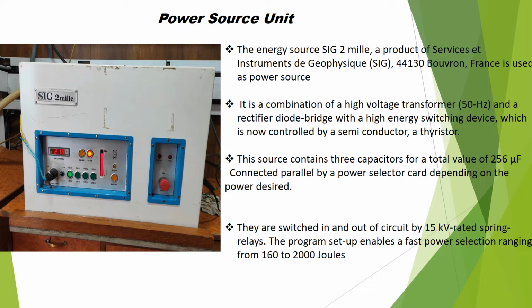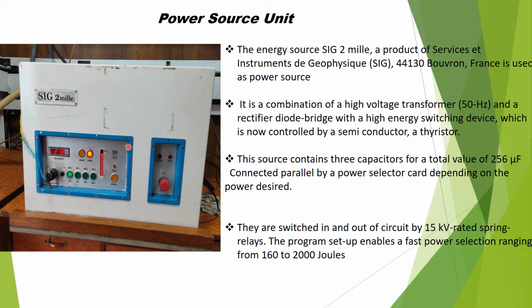So first we'll talk about the power source unit. Generally, this is the power source unit that we use in GSI Marine for shallow survey, that is the 6J2 Mille. It is imported from France. Generally a high voltage transformer is there and a rectified diode bridge with a high energy switching device, and it is controlled by a semiconductor thyristor.